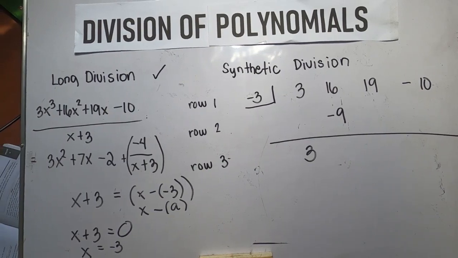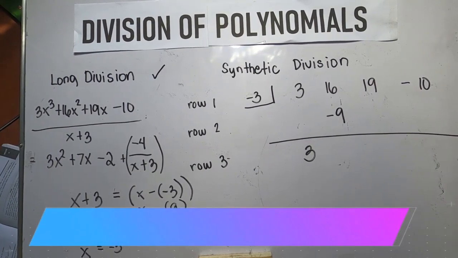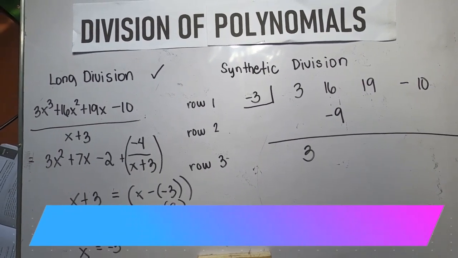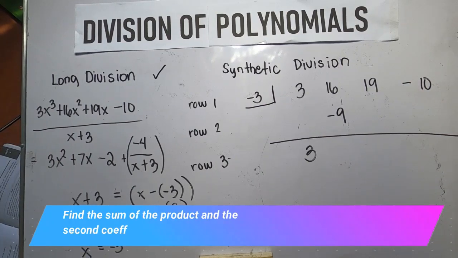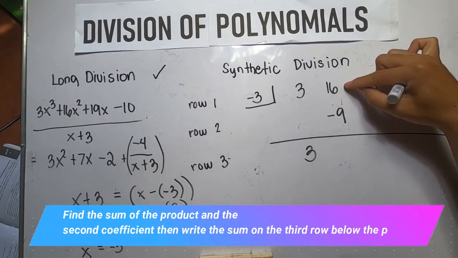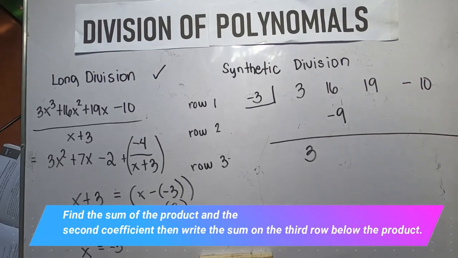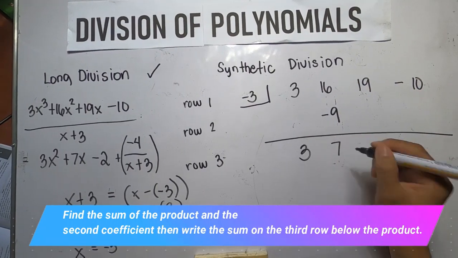Fourth step, find the sum of the product and the second coefficient, then write the sum on the third row. Find the sum of 16 and negative 9. 16 plus negative 9 is positive 7.